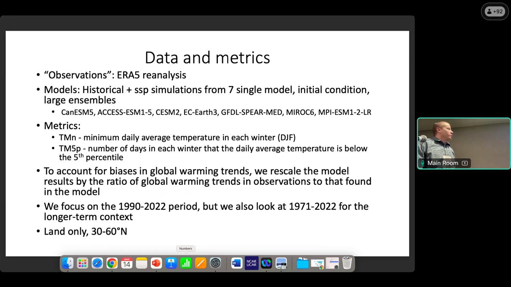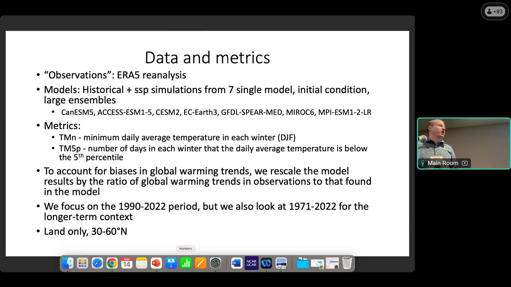An issue that arises is that some of these models show a lot more global warming over the recent period compared to observations. The purpose of this is not to evaluate the climate sensitivity. We want to know how cold extremes are changing in a warmer climate. So to account for these known biases, we can rescale the ensemble mean of these metrics by the ratio of observations to the model trends in the global annual mean temperature. There are other ways you could do this. We could also just select the models that happen to get the global mean temperature trend correct, and we get basically the same answers.